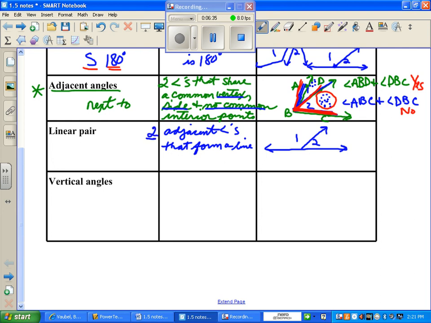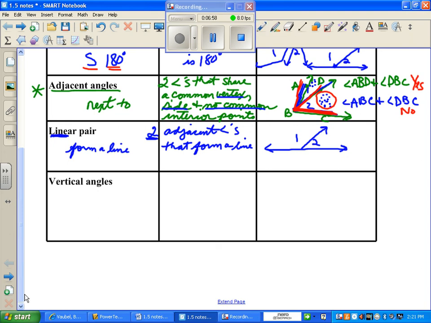Let's adjust this definition and put a 2 out in front. So adjacent angles that form a line are called a linear pair. Notice these are also supplementary and these are also adjacent. So they satisfy three definitions right here in this diagram. So for linear pair, think of this as form a line. You see the word line inside a linear pair.